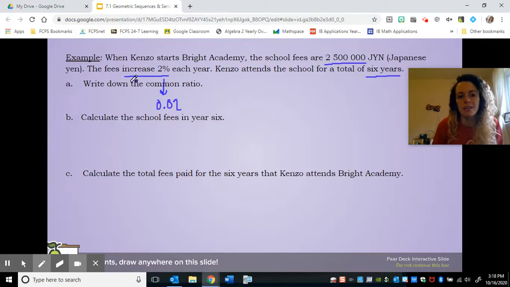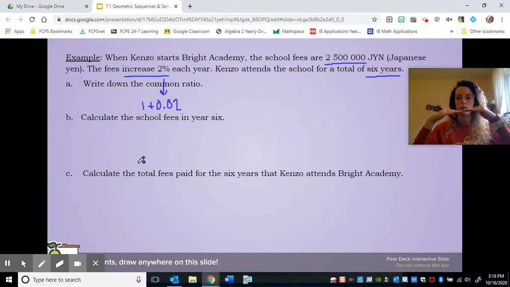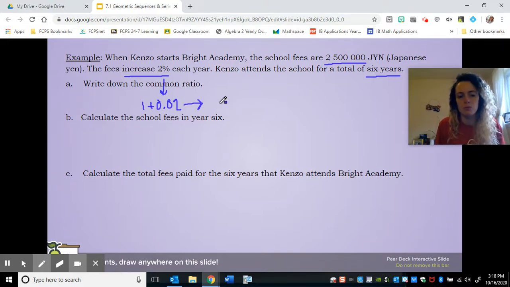If you want it to increase, like we do here, we're going to add 1 to it. And what that does is it starts with whatever you started with, the 100%, and it'll add the 2% every time. When something decreases, you're going to start with your 100% and subtract the percentage that they're asking you to. So if this instead said the fees decrease by 2% every year, I would do 1 minus the 0.02. So increase, we do 1 plus, decrease, we do 1 minus, whatever that percentage is. So for our example, we're looking at a common ratio of 1.02.